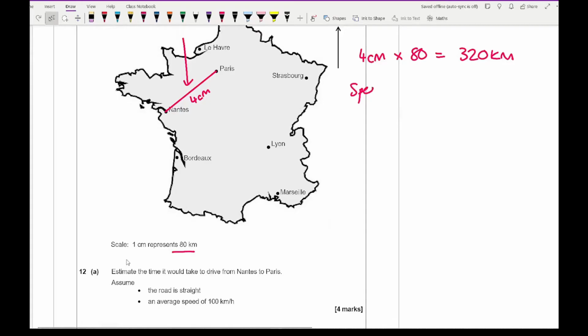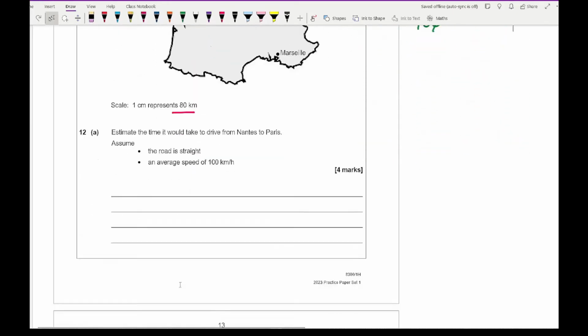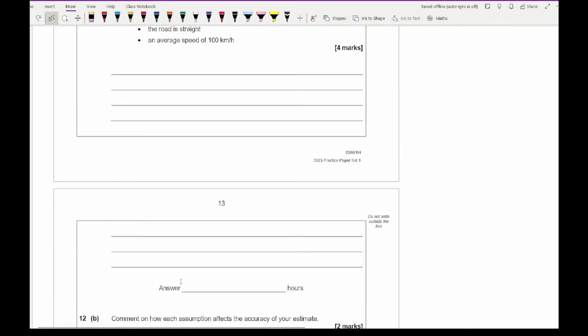Now the question says I've then got to use the speed. So the speed is 100 kilometres per hour, and I'll put S there. So then looking at the time, it's going to be the distance, which is 320, divided by 100, which gives me an answer of 3.2 hours. And let's just have a look at how they want the time written. It wants it in hours, so I can just write 3.2 hours.